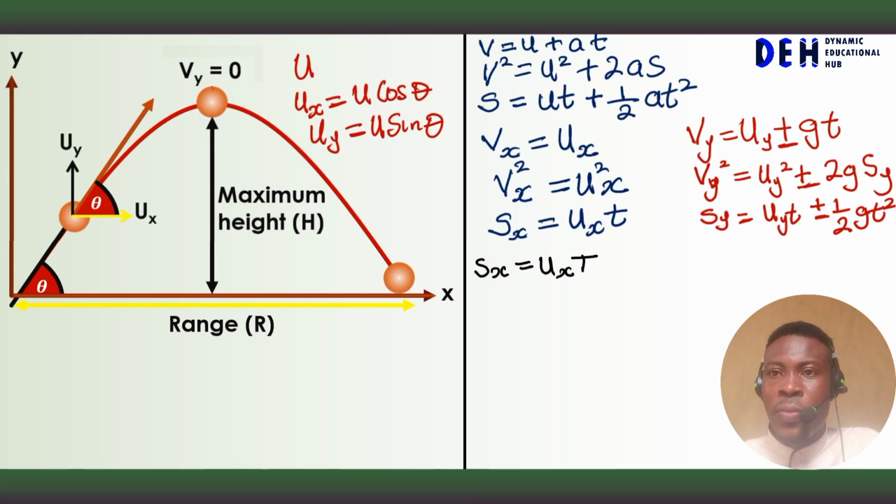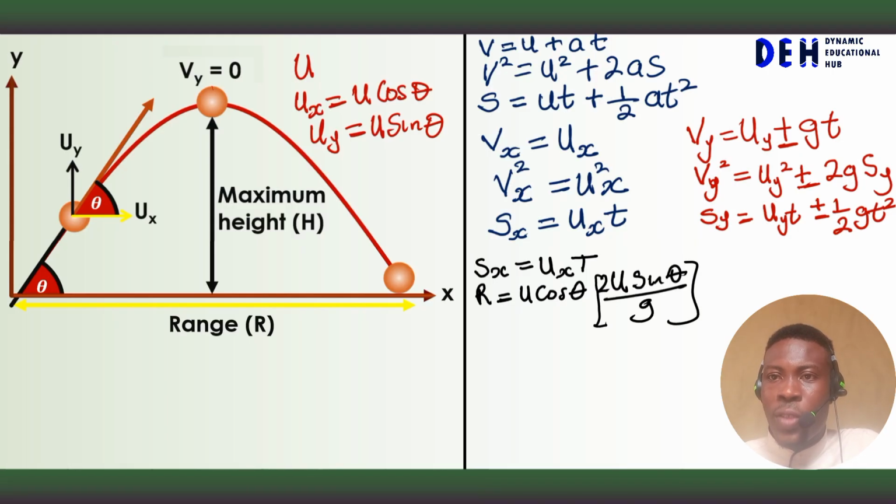So let's go ahead and substitute the values. Sx is the range here, R. Ux is what? U cos theta. What is the time of flight here? You open bracket, you have 2 U sine theta over G here. So you have this. When you expand this, R will be what? U square multiplied by 2 sine theta cos theta over G. You can also bring your 2 outside here, over G.